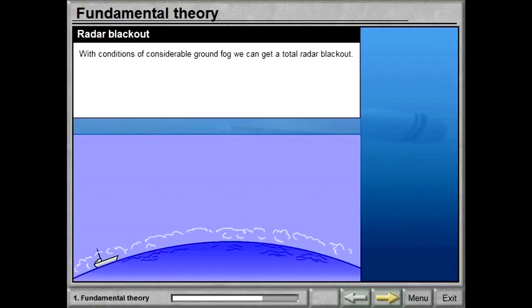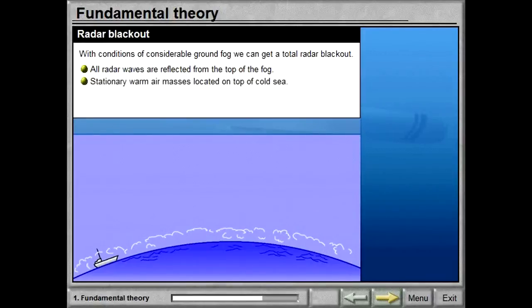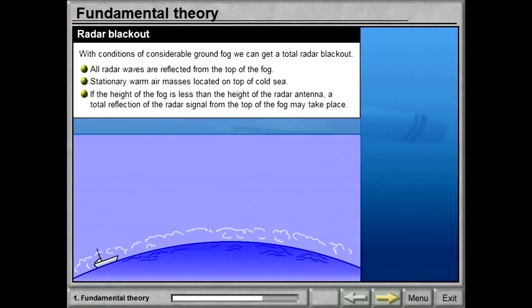With conditions of considerable ground fog, we can get a total radar blackout. The reason for this is that all radar waves are reflected from the top of the fog and cannot penetrate through the fog down to sea level. Favourable conditions for radar blackouts are present when stationary warm air masses are located on top of cold sea. If the height of the fog is less than the height of the radar antenna, a total reflection of the radar signal from the top of the fog may take place.